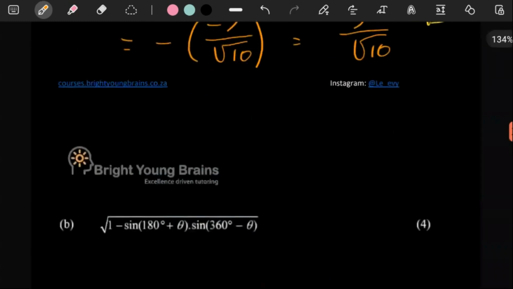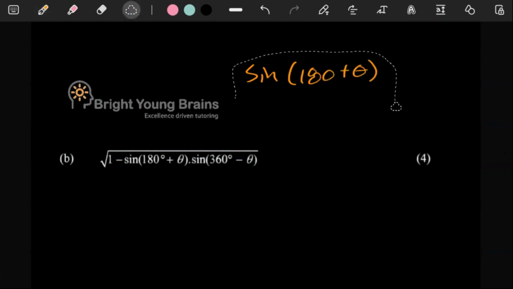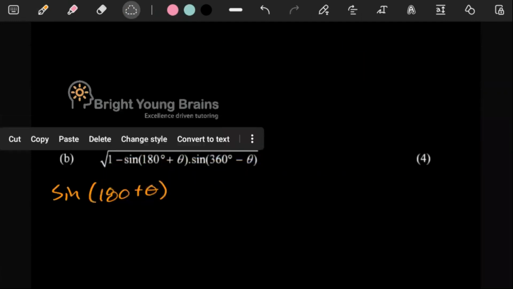Don't even overthink it. They want us to get this expression. So you might as well simplify it first, because you see things like sine 180 plus theta. It's on your answer sheet, so show that you're simplifying first, because you don't have to just jump into the question they've given you.